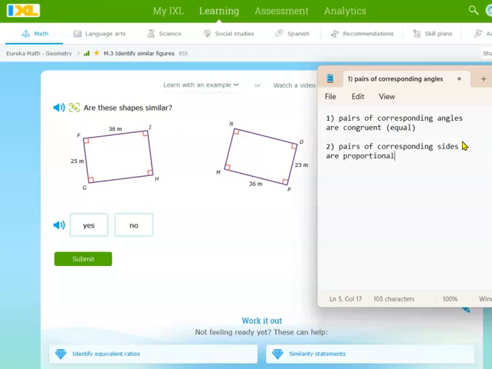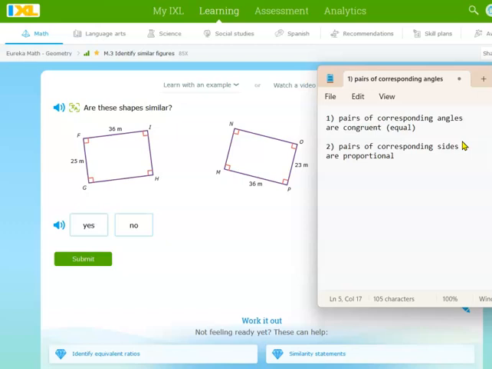Okay, and what does that mean for number two? What does that really mean? That means that if we decided to find the scale factor between pairs of sides, we would get the same scale factor for all four pairs of sides in this figure. Okay, so in order to be able to say yes that they're similar, we have to be able to say yes to everything. All of the angles have to be equal and all of the pairs of sides have to be in the same proportion. If any part of this fails, then we're immediately going to click no.